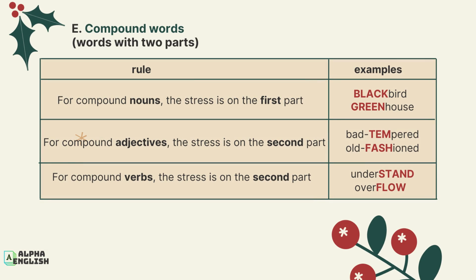Compound words. Words with 2 parts. For compound nouns, the stress is on the first part. Blackbird, greenhouse. For compound adjectives, the stress is on the second part. Bad-tempered, old-fashioned. For compound verbs, the stress is on the second part. Understand, overflow.